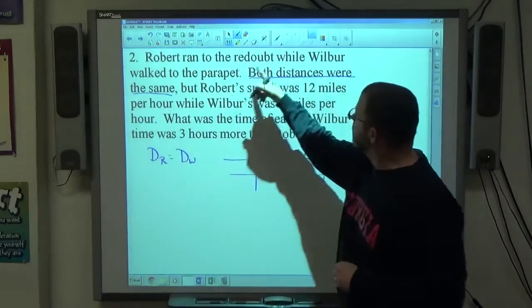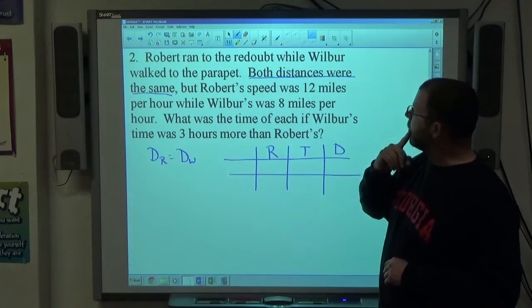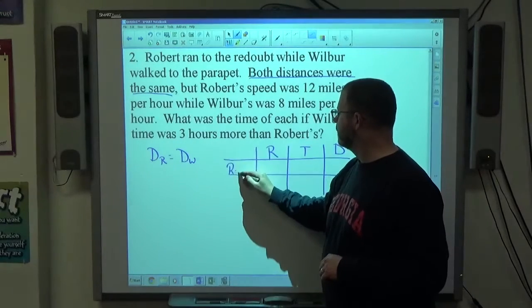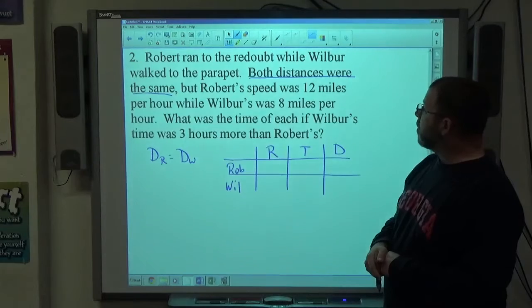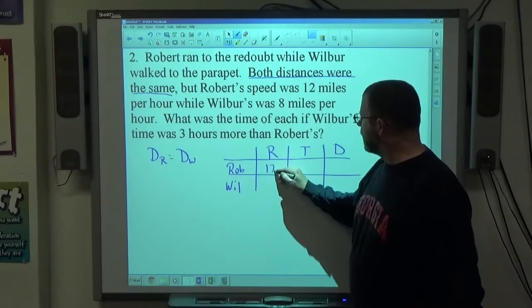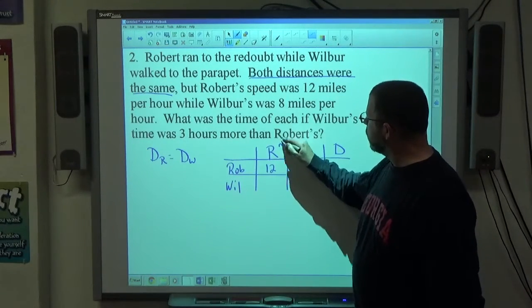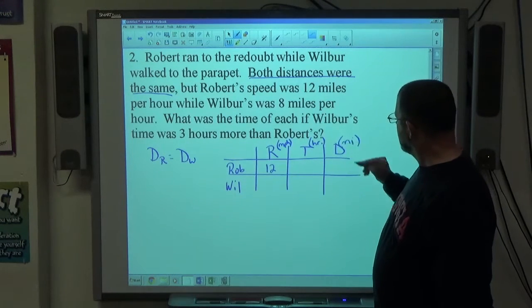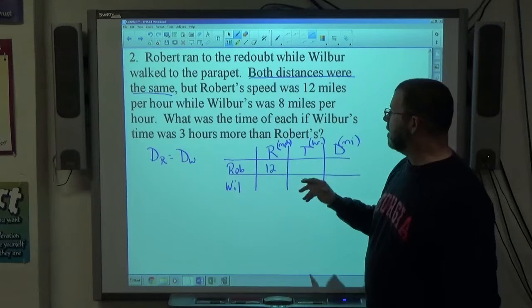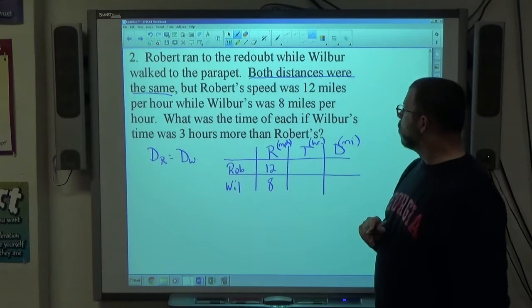My categories are going to be Robert and Wilbur. It says Robert's speed was 12 miles per hour and rate's in miles per hour, which means time is in hours and distance is in miles. Wilbur's was 8 miles per hour. What was the time of each?